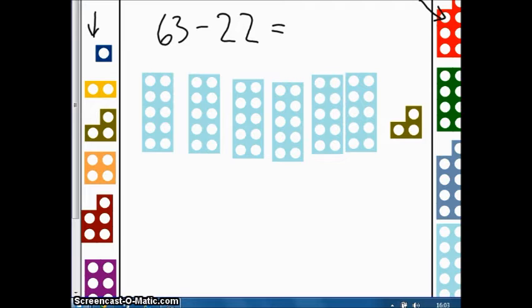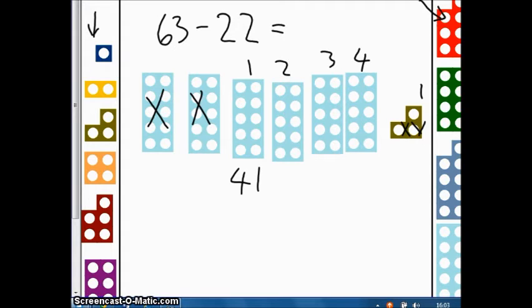I'm taking away 22. In this example here, I can take away tens first, or units first. I'll take away my units first though, just for ease sake. There's my 2 gone there, and I'm taking away 2 tens as well. I'll go from this side, leaving 1, 2, 3, 4 tens, and 1 unit. 4 tens is 40, and 1 is 41, my answer.